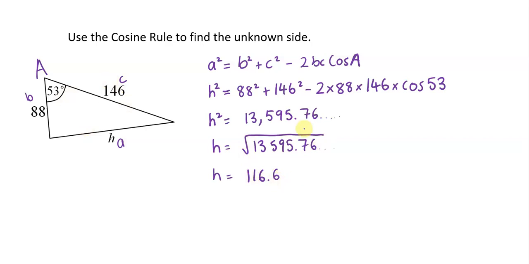And because I haven't specified how many decimal places to round off to in the question, we'll just leave it at 1 decimal place. So that is an example of how to use the cosine rule to find an unknown side on a triangle. Our unknown side is 116.6.